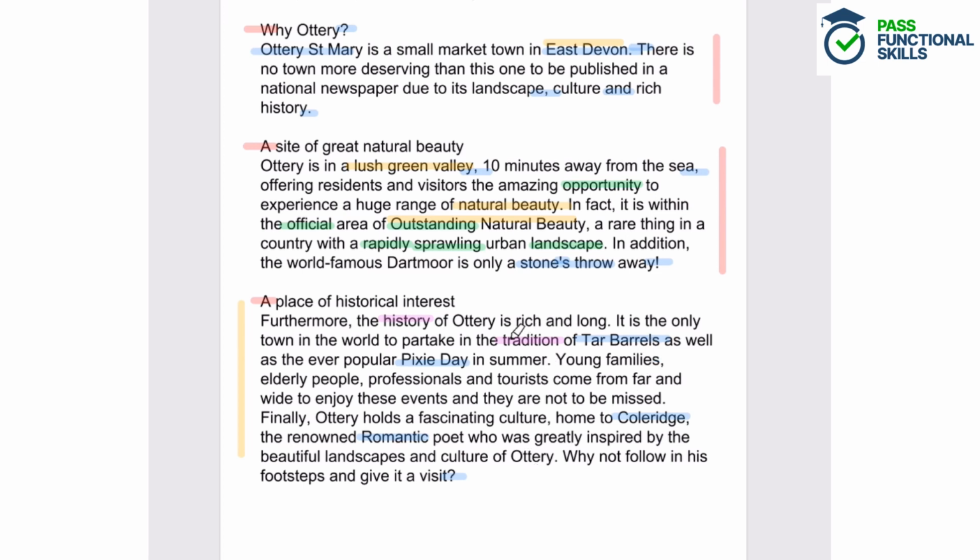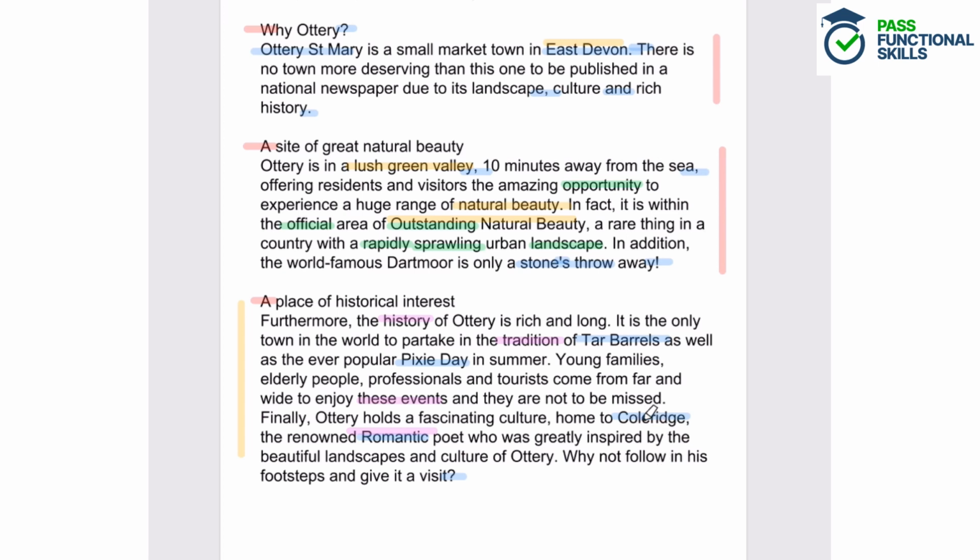So here we've linked to the previous paragraph by talking about these events, referring back to the Pixie Day and the tar barrels. Finally, Ottery holds a fascinating culture, home to Coleridge, the renowned romantic poet, who was greatly inspired by the beautiful landscapes and culture of Ottery. So we're linking back to that first sentence there by talking about the history. We've got a bit about a poet that was alive in the Romantic period there. And then why not follow in his footsteps and give it a visit?